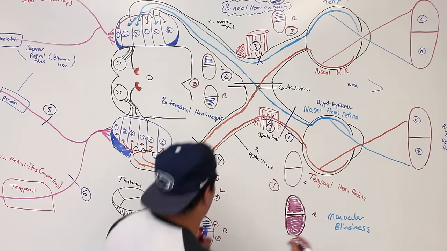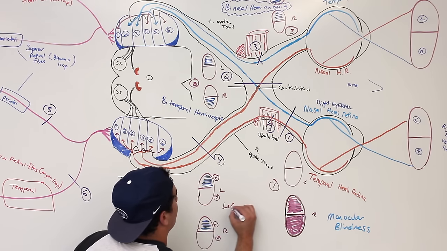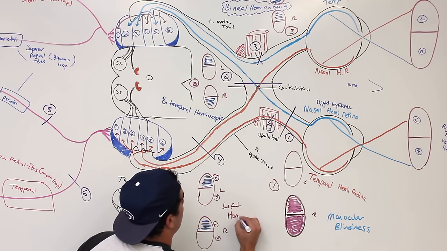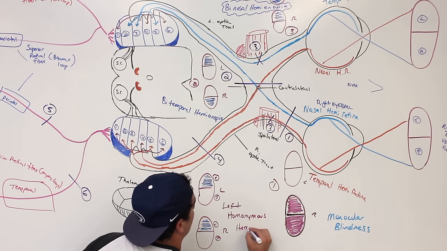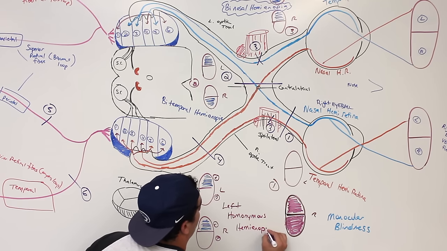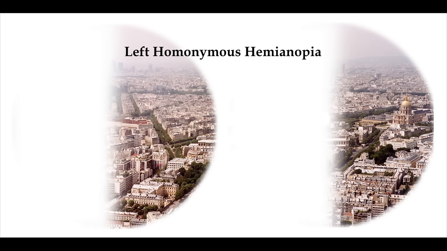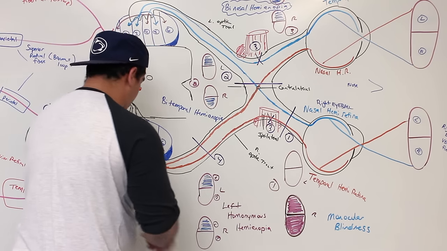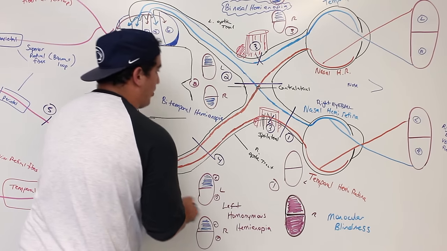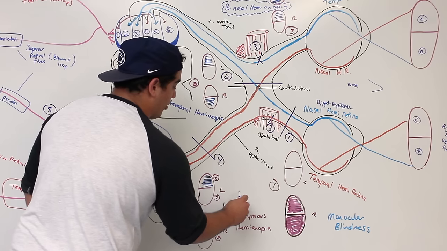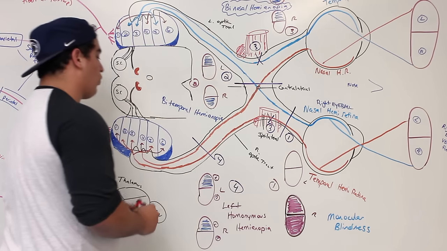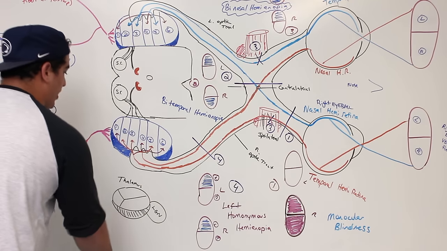So because of that, they call it left homonymous hemianopia or anopsia. So that is the fourth type of lesion. And you would have the same thing if that happened on the left optic tract, except it'd be right homonymous hemianopia. So again, this is lesion number four. It's called left homonymous hemianopia.